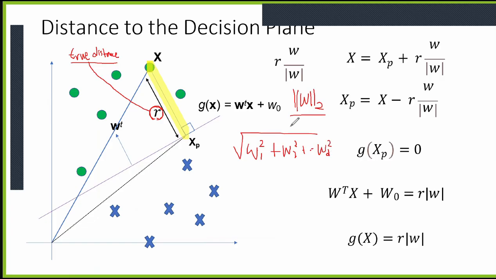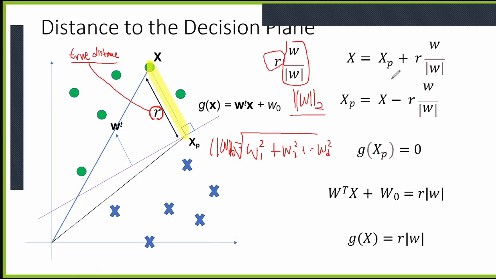So what we're doing here is we're basically normalizing this vector into a unit vector, so that we can get the displacement vector that represents the true distance for r.